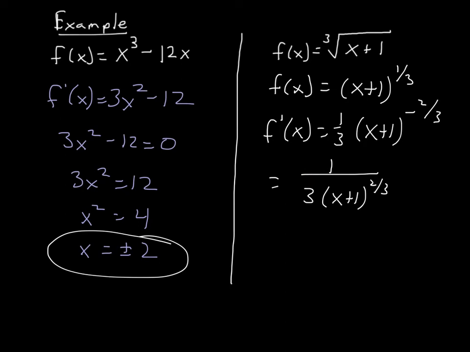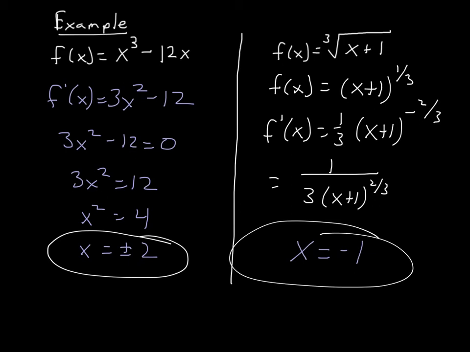Where we're going to get critical numbers is at the place where this fraction is undefined. And the only place that fraction is undefined is when the denominator is equal to 0. The only way we get a denominator equal to 0 is if x equals -1, because that would then be 3 times 0 to the 2/3 power. So the only critical number I have is when x equals -1. That would be my one critical number on that particular problem.